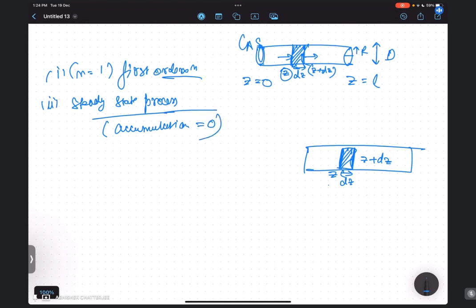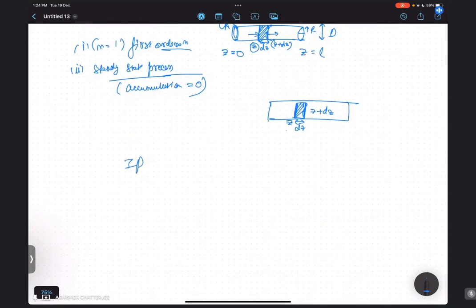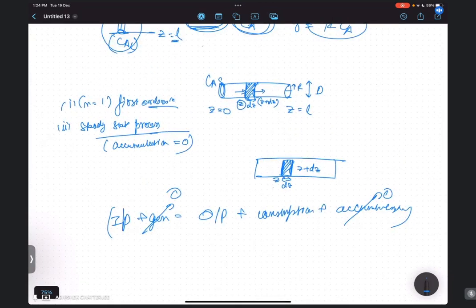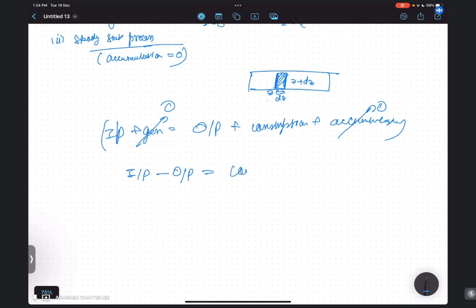As our accumulation is equal to zero, what are the things that are left? Apply the normal material balance. That is, input plus generation is equal to output plus consumption plus accumulation. What is your generation? That is zero. What is your accumulation? It is zero, because it is a steady state process. Why is generation zero? Because we are considering A to be a reactant, so it will only be consumed, it is not getting formed anywhere. So input minus output is equal to your consumption.